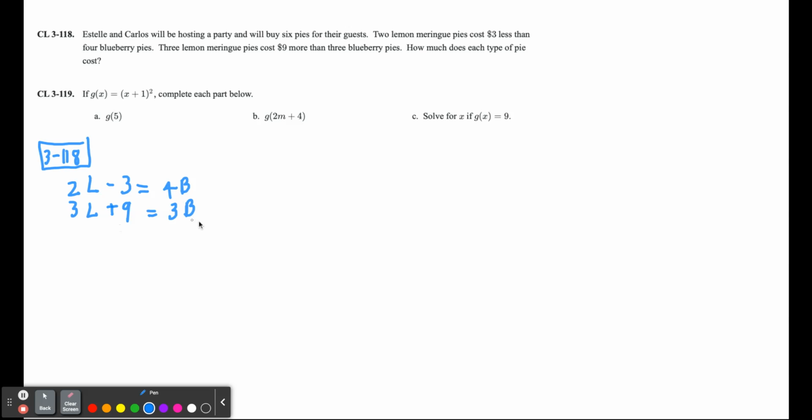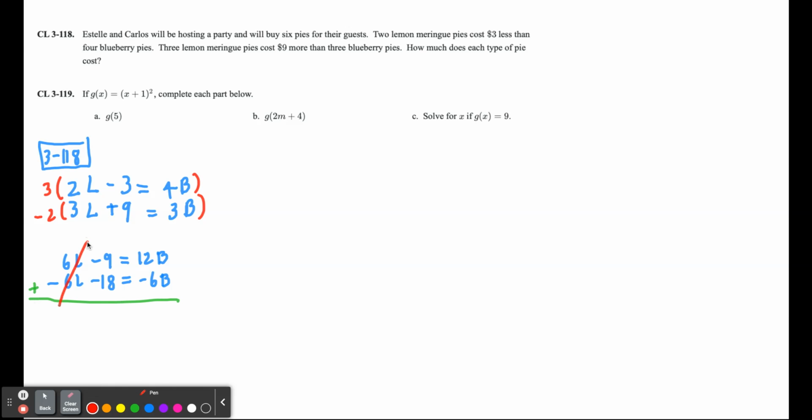Okay, and so you can kind of see it's set up to be solved by elimination. So I'm going to make these equal. I'm going to multiply this one by 3 and this one by negative 2. And then you get 6L minus 9 equals 12B. And this one you get negative 6L minus 18 equals negative 6B. And then you add them together.